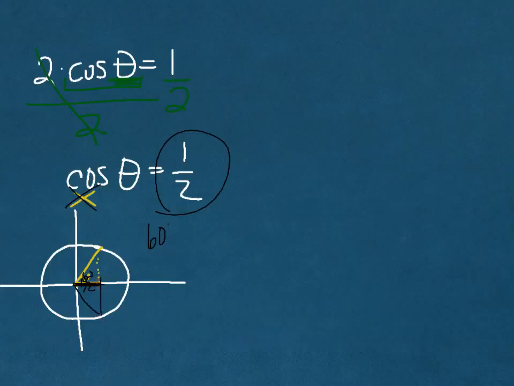Keeping the same x value, we could just go back 60, which if you start at 0 and you go around to there, that would be a 300-degree angle.